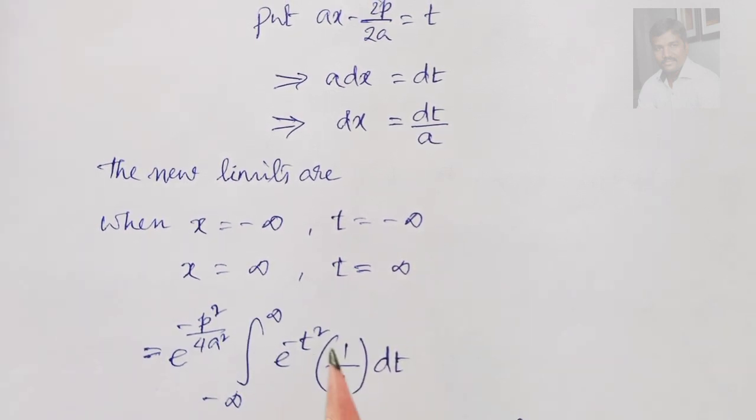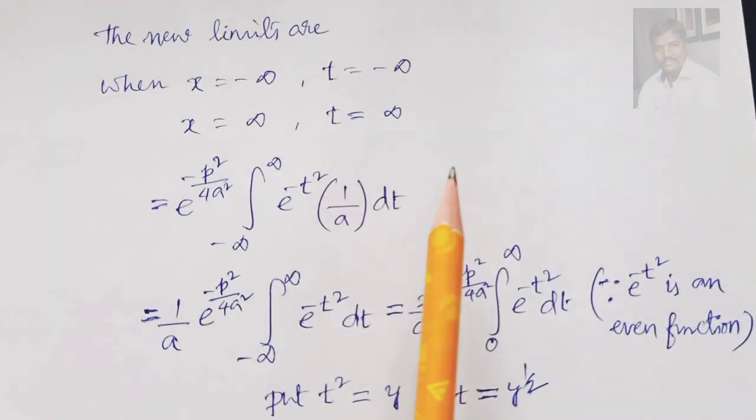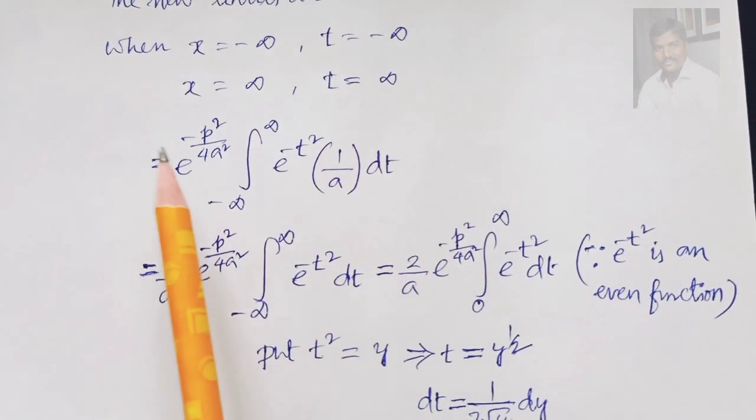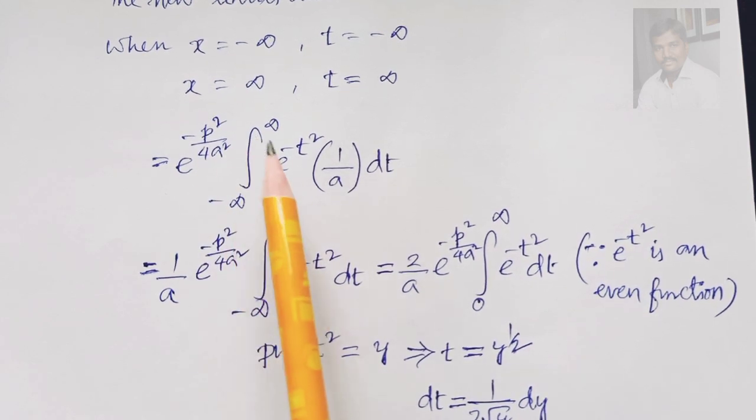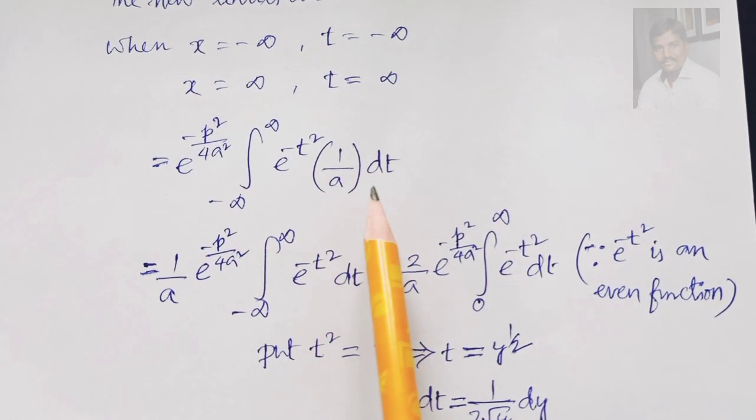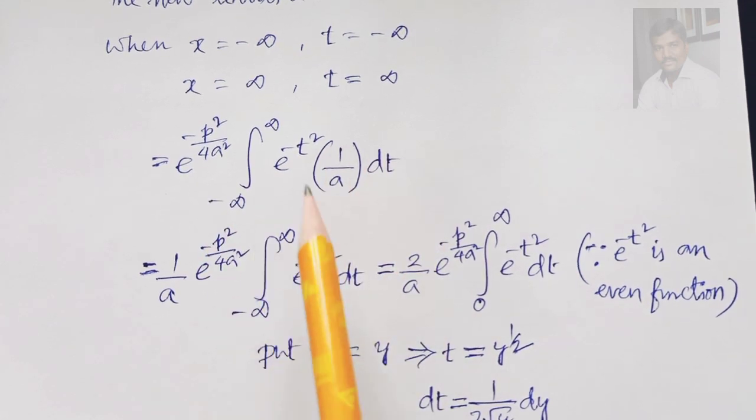So now this is equal to e power minus p square by 4a square into the integral from minus infinity to infinity of e power minus t square into 1 by a dt.